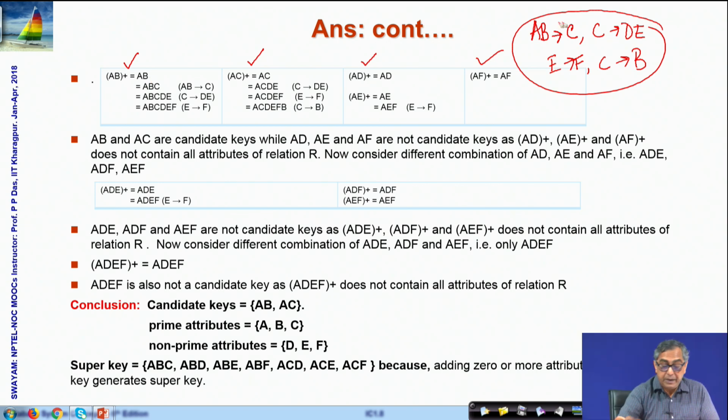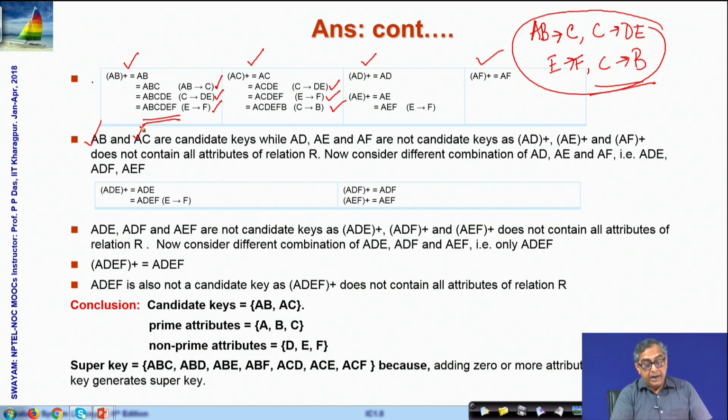So, as you can see here, if I start from A B, I will first have A B in the closure, then A B determines C. So, it becomes A B C, then as C has come in, this will decide A B C D E, then E determines F. So, I can see that all attributes have come in. So, A B has to be a candidate key. Similarly, the closure of A C: first I have A C, then C brings in D E, then E brings in F, and C also brings in B through this particular functional dependency. So, that will also be a candidate key.